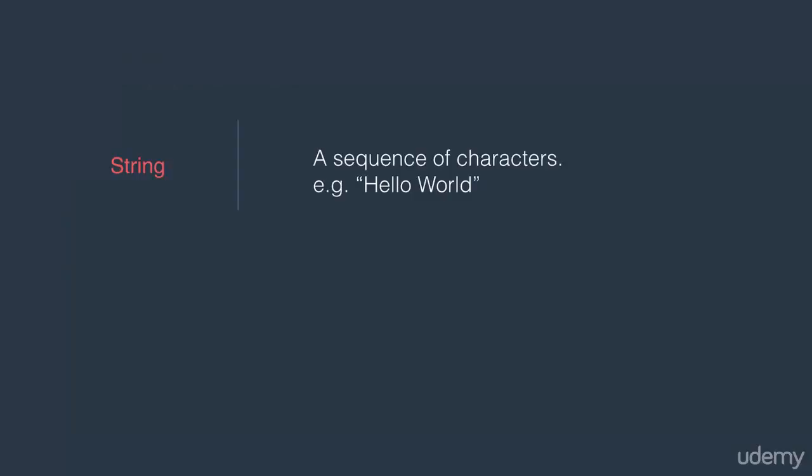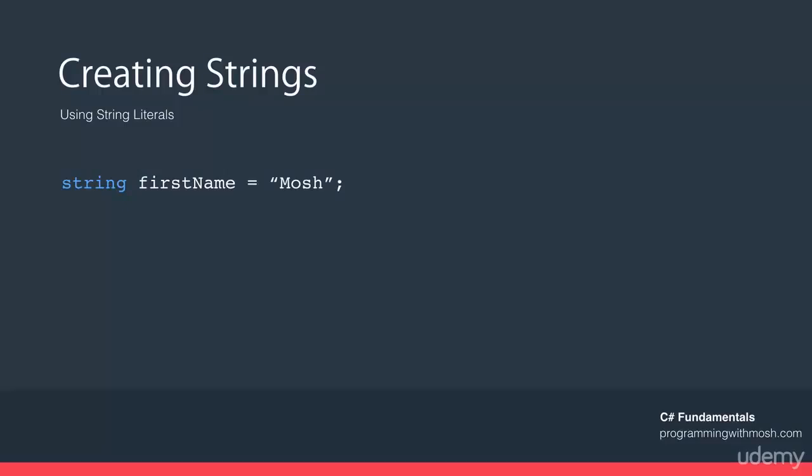So a string is a sequence of characters. And as you can see in this example, in C#, we surround strings with double quote, as opposed to characters which are surrounded by single quote. There are different ways to create strings in C#. A very common way is to use a string literal. So just like declaring a variable, we start with a type, in this case string, then an identifier, and finally we assign it to a string literal.